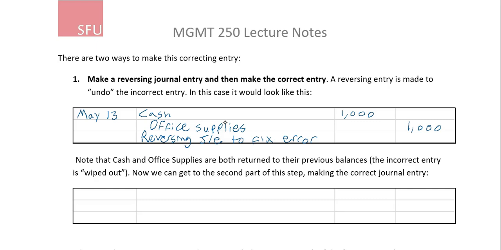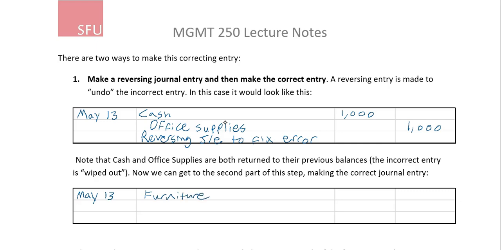Note that the cash and office supplies are both returned to the previous balances. The incorrect journal entry has now been wiped out. Now we can get to the second step, which is making the correct journal entry. So this is the entry we should have made in the first place, right?